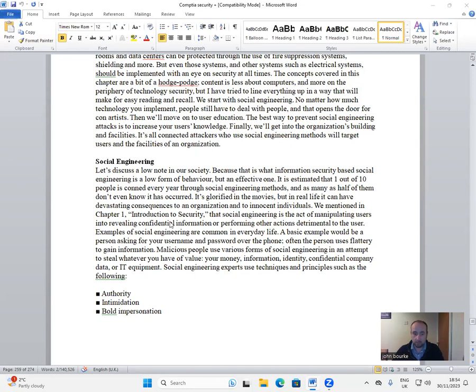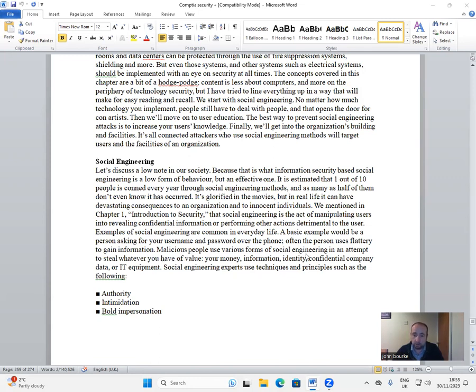We mentioned in Chapter 1, Introduction to Security, that social engineering is the act of manipulating users into revealing confidential information or performing other actions detrimental to the user. Examples of social engineering are common in everyday life. A basic example would be a person asking for your username and password over the phone. Often the person uses flattery to gain information.